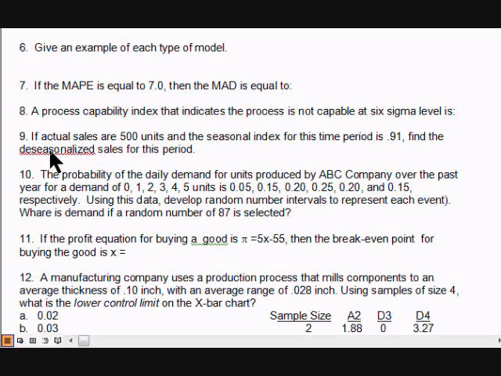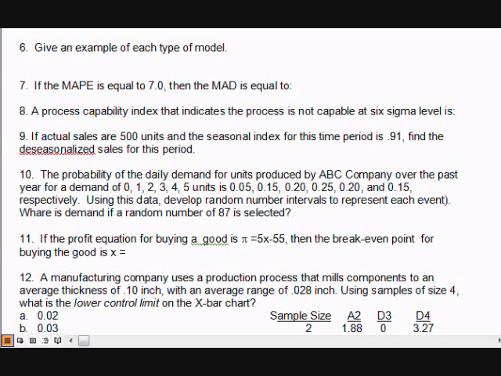All right, this next one, number 9, if sales are 500 and seasonal index is 0.91, we've got to find the deseasonalized sales for the period. Well, think about it. What would we do if we wanted to seasonalize some numbers? Well, we would multiply the 500 times the 0.91, and that would give us our seasonalized number. But if this is already seasonalized, we just do the opposite. So if we want to take a seasonalized number and find the deseasonalized, we just divide. So 500 divided by 0.91, and I believe that was 549 was our answer to that problem.